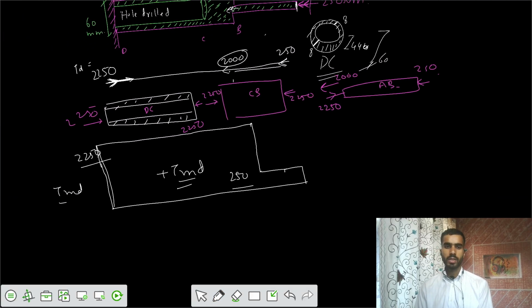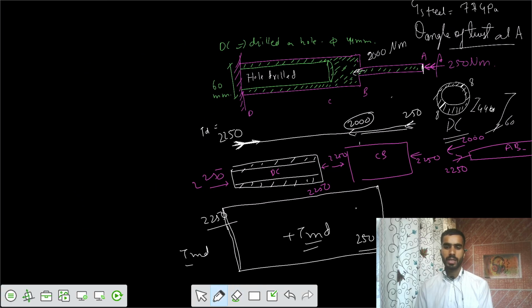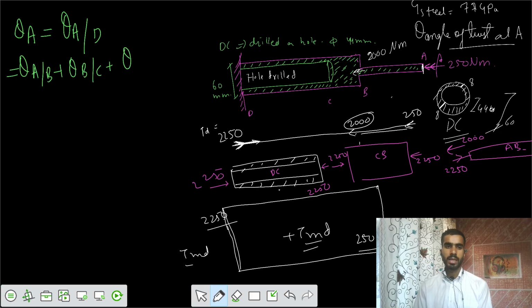Now you got the equation. What you need to get? You need to get the value of theta A. I would say that theta A would be equal to theta at A with respect to the D support. That is theta A minus theta D, that is 0, theta A. So I would write theta A with respect to B plus theta B with respect to C plus theta C with respect to D. Or we can say theta AB plus theta BC plus theta CD.